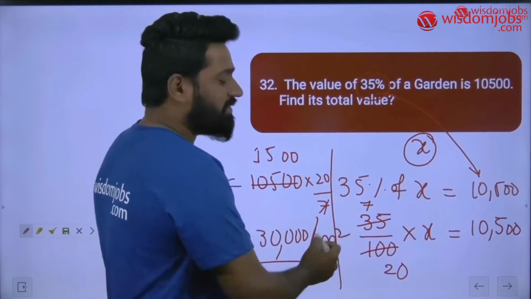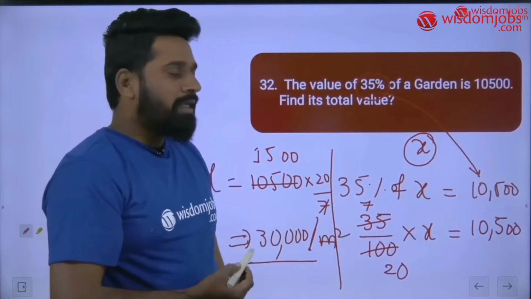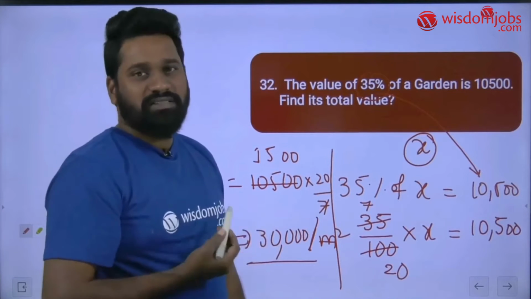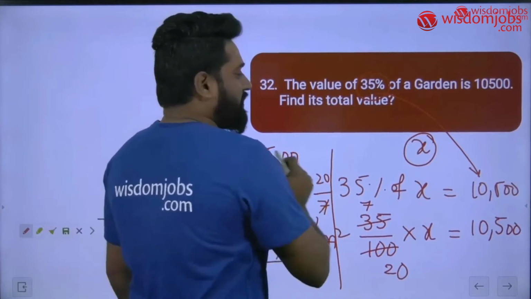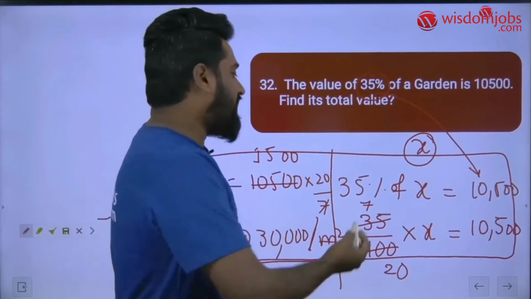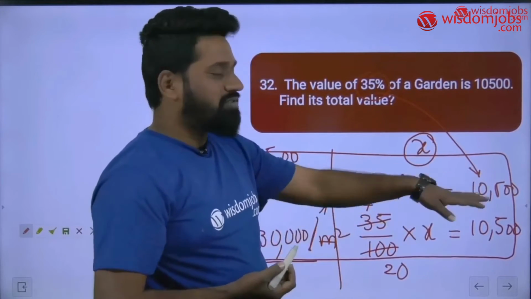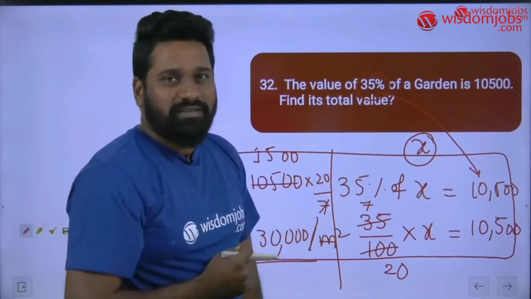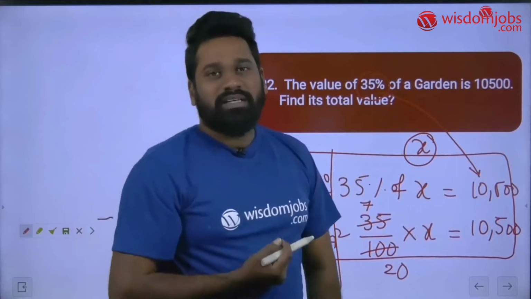Suppose meters is given, it becomes square meters. Or centimeters is given, it becomes square centimeters. So this is the regular method, right? You know all of this method. First taking x and assuming 35% of this x as this value. This is the regular method. So what is the direct method here?